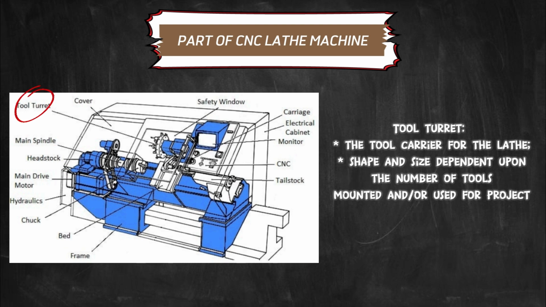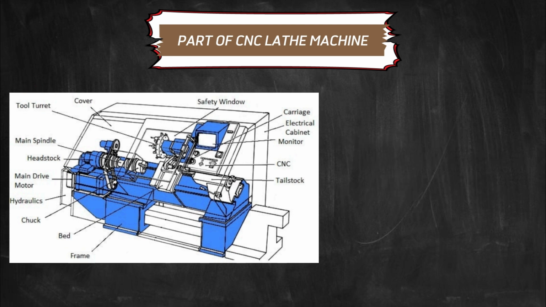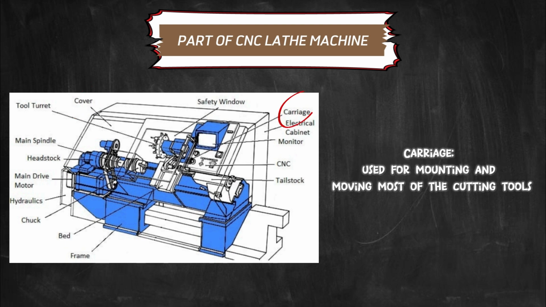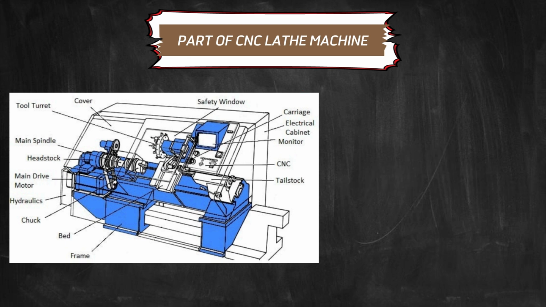Number 7, we have the tool turret. Tool turret is the tool carrier for the lathe, and its shape and size depend upon the number of tools mounted and or used for the project. Number 8, we have the cover. Cover houses the safety window and maximizes safety levels. Number 9, we have the carriage. Carriage is used for mounting and moving most of the cutting tools.